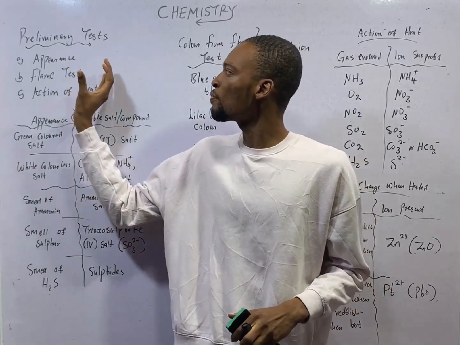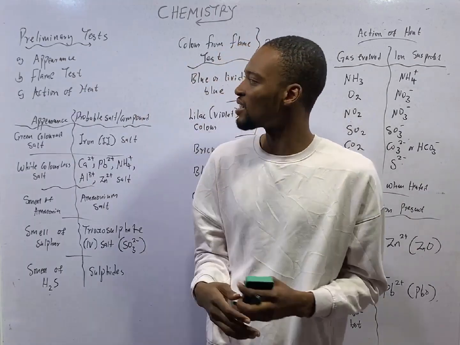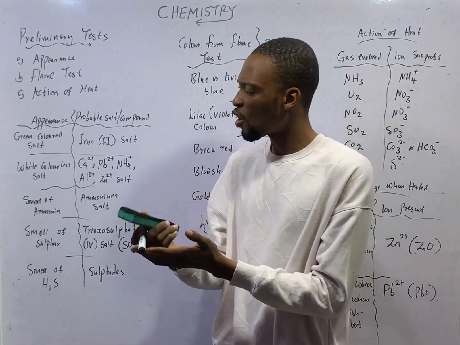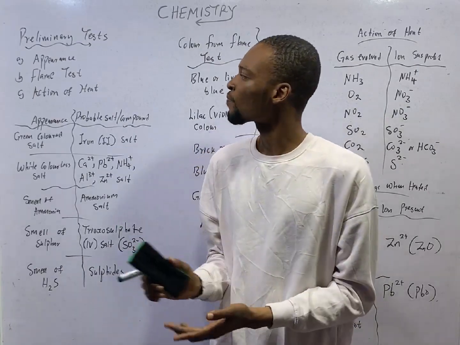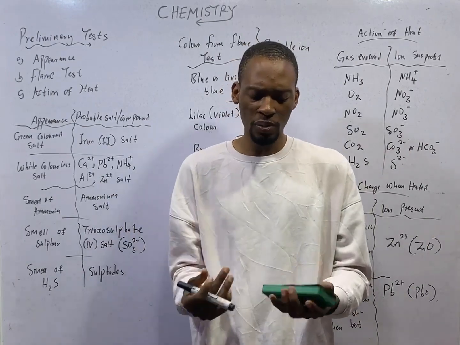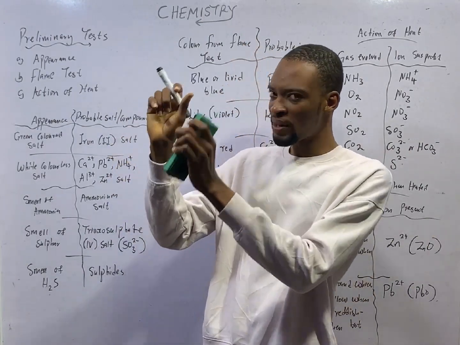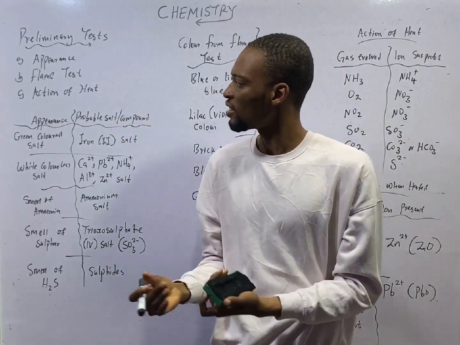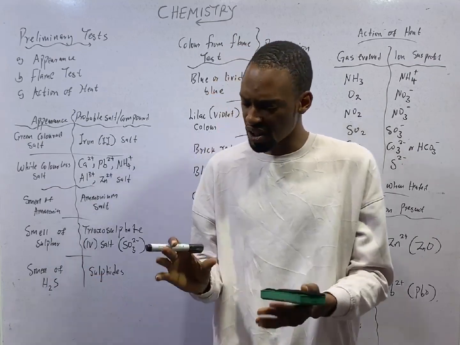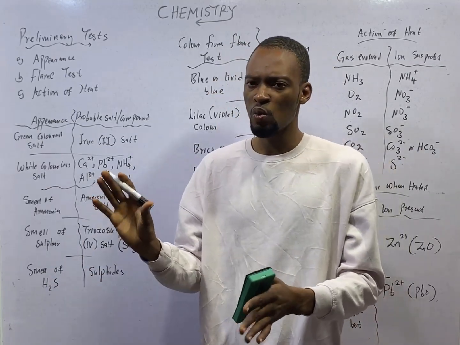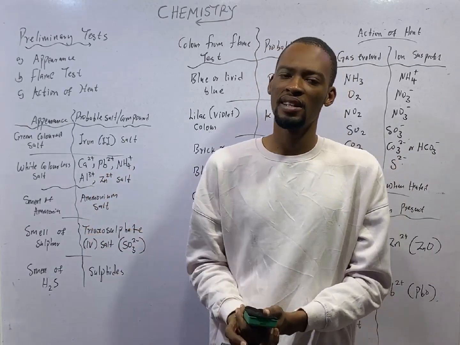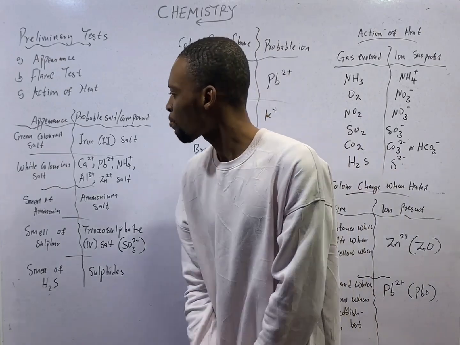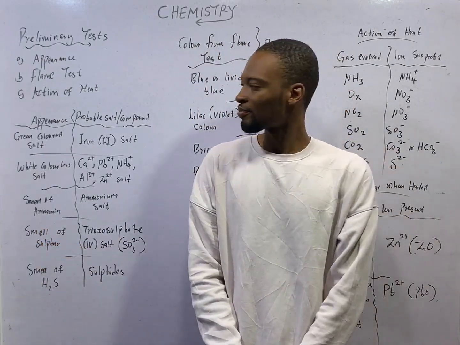Now, when it comes to preliminary test, we have different types of tests. Appearance test: based on how something appears, you can tell the compound or the ion present. The flame test: when this substance or compound burns, what color of flame does it produce? Then, that is another preliminary test. Then action of heat: when you heat this substance, what does it change to? What color does it produce? What happens when heated? We shall look at all these as we can see on the board. Let's start with the appearance test.